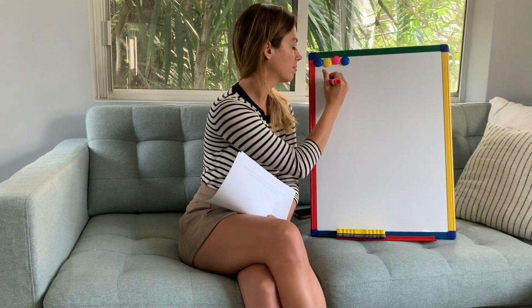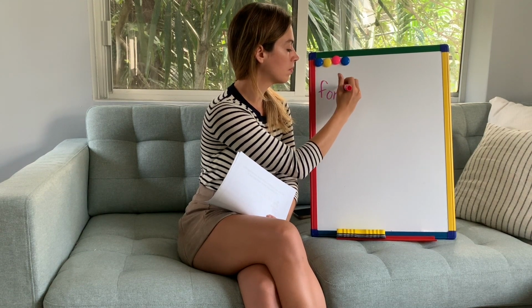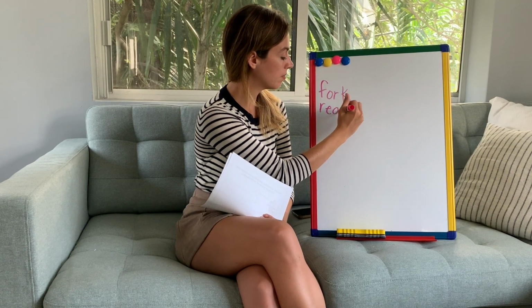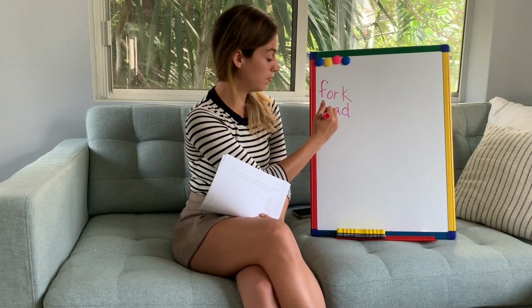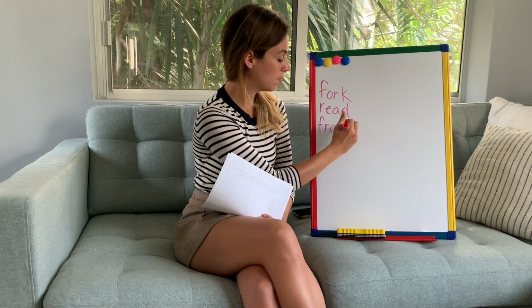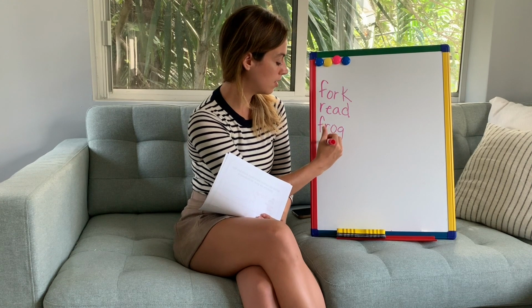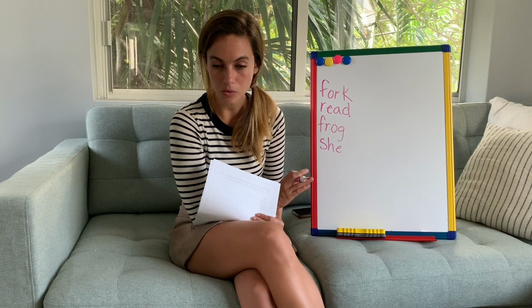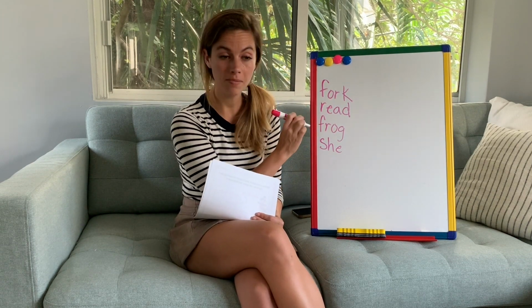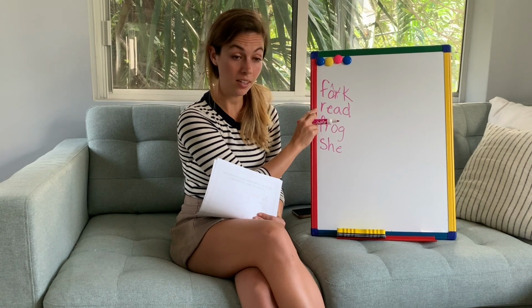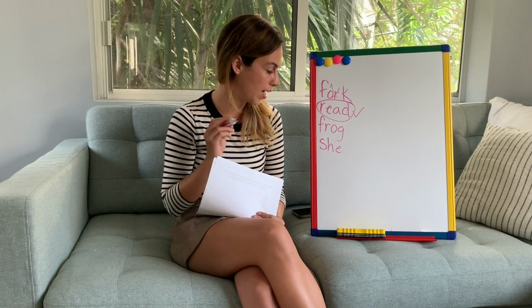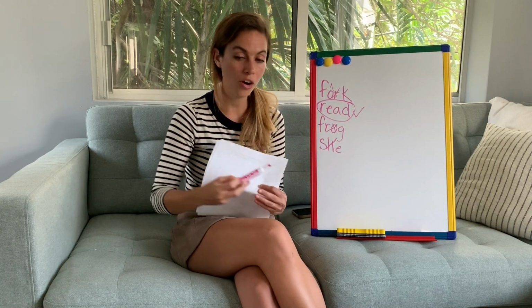Okay, are you ready for our next one? Right. So we have the word fork, read, frog, and she. Which one is the verb? Which one can you do? So, can you fork? Can you read? Yes. So, read is our verb. It's something you can do. Okay? Frog and she are not verbs.